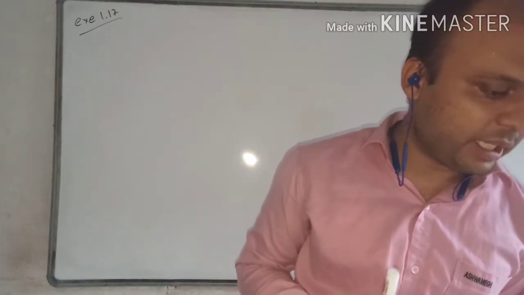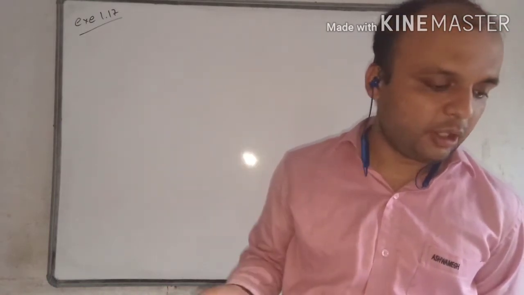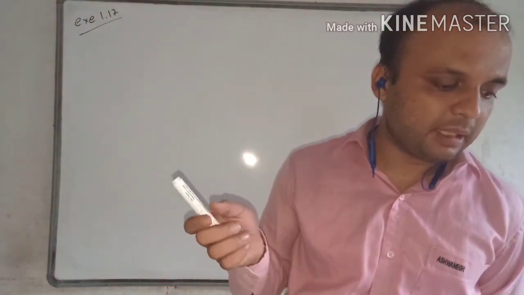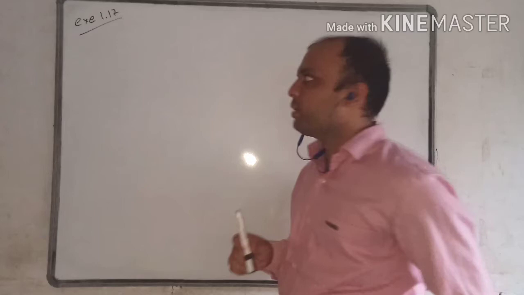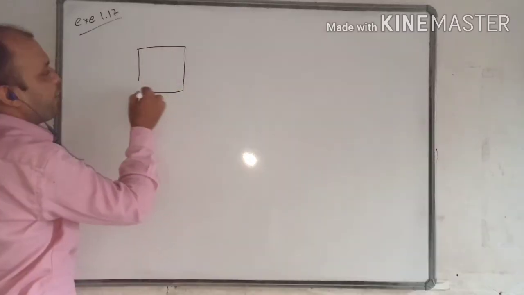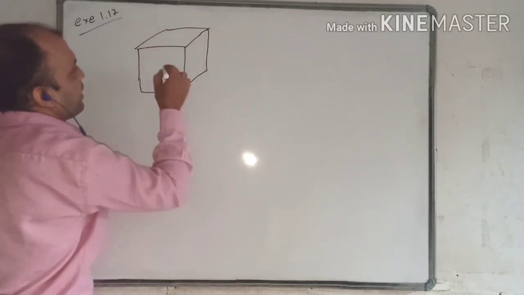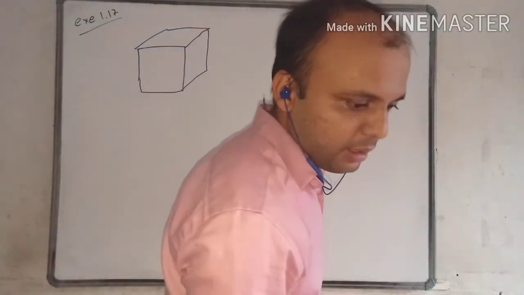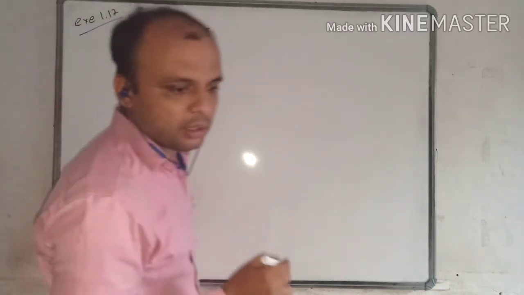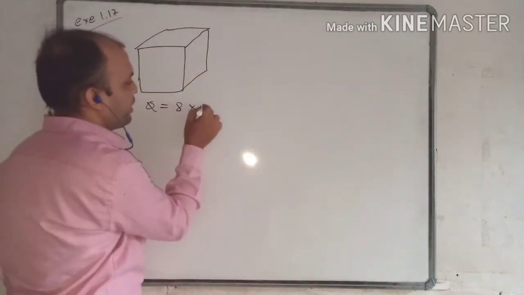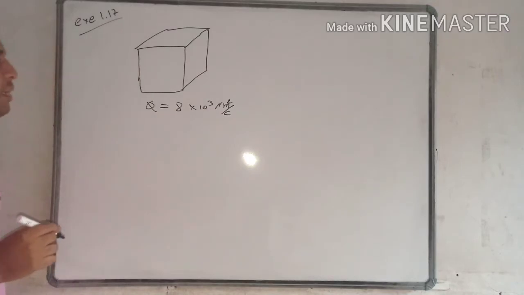Electric flux is 8 into 10 raised to 3 Newton meter square per coulomb. We have to find the charge inside the box and conclude whether there is no net charge in the box. Okay, we have a box, and the flux of this box is 8 into 10 raised to 3 Newton meter square per coulomb.